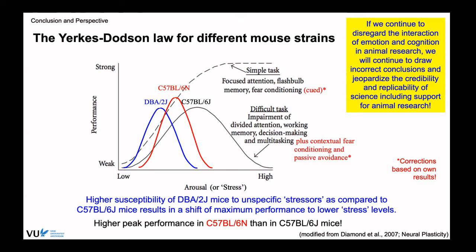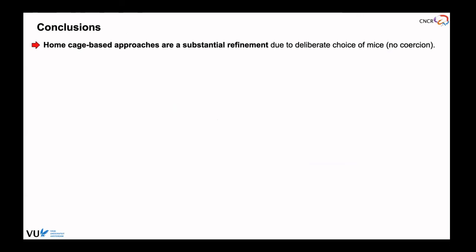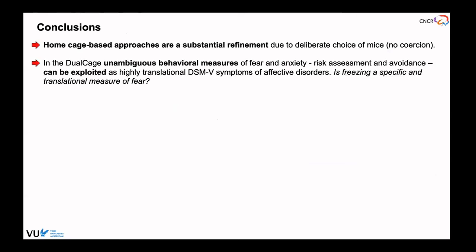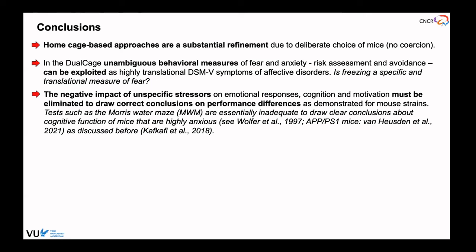And I think we have to be very clear about this, and therefore I think the home cage is the only way to go. So home cage-based approaches are a substantial refinement due to the deliberate choice of the mice, no coercion. Of course, we can now use unambiguous behavioral measures, and I just come back: the stretch attend posture is almost 70 years old. Let's use what we have because it's out there. Only use the technology in a decent manner to draw really unambiguous conclusions. We should shy away from tests that are ambiguous. Of course, the negative effects of unspecific stressors on emotional responses, cognition, and motion must be eliminated.